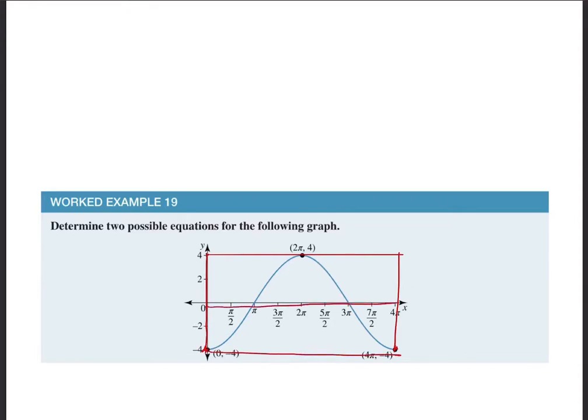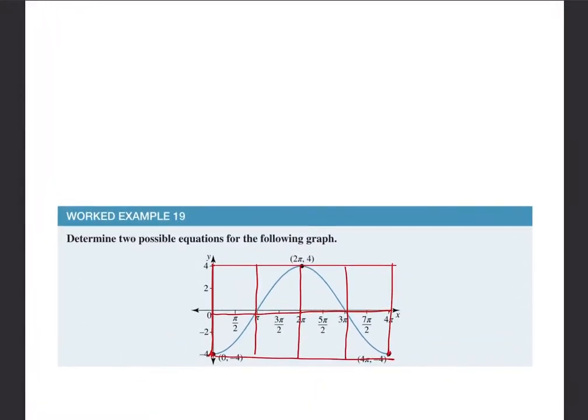Okay, and there's my middle. There's the middle, there's the middle, and there's the middle. From that, I can now quickly see what happens. The first thing I'm looking for is what type of graph this is. If I start at a negative, it is a reflected graph. So it means it's negative a, and it looks like a cos graph. So I'm going to say y equals a cos of bx minus c plus d.